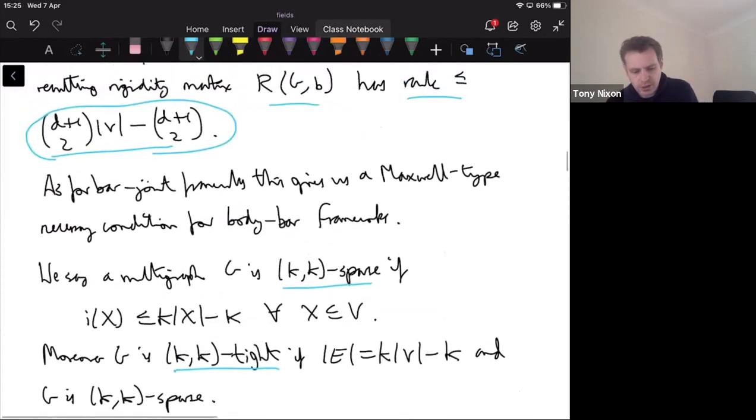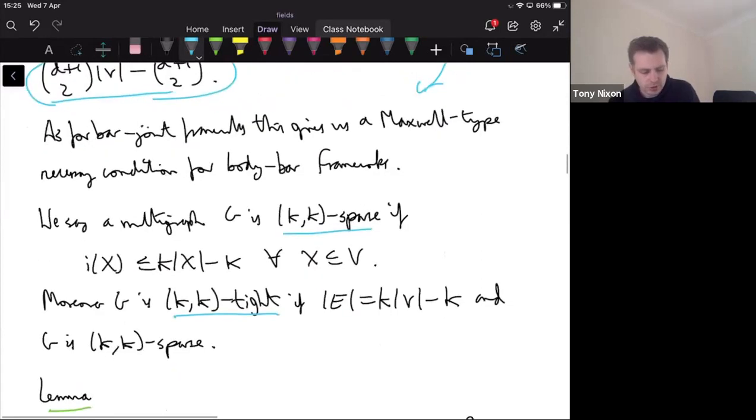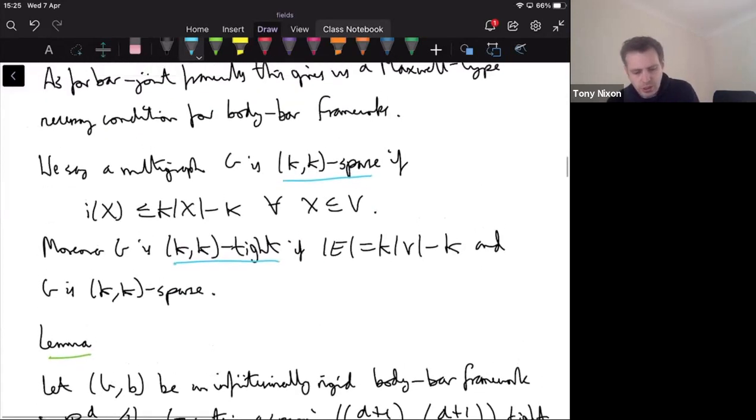So we just said the rank condition. This gives us the Maxwell condition, which we'll state in a moment. I can't remember in what generality I introduced tight and sparse graphs, whether it was just for D, D plus 1 choose 2, or whether it was more general.